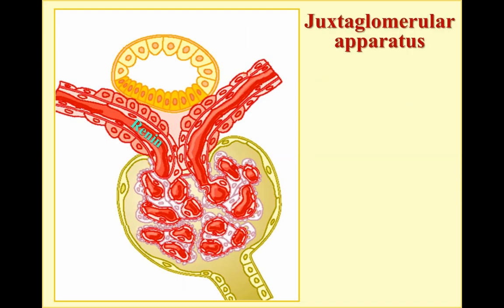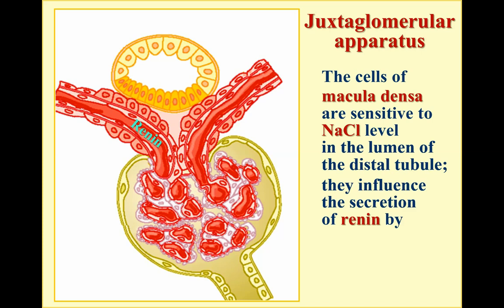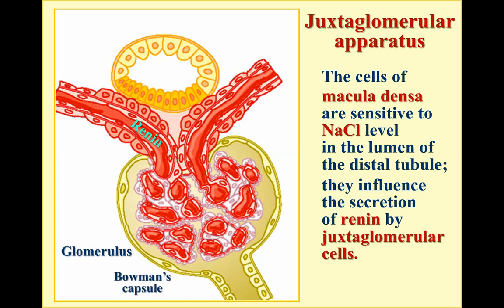Let's recall the juxtaglomerular apparatus structure in more detail. Cells of macula densa are sensitive to sodium and chlorine in the lumen of the distal tubule, and they influence the secretion of renin by juxtaglomerular cells. So this is a glomerulus, and it's surrounded by Bowman's capsule. It's the afferent arteriole which brings blood, supplies blood to glomerulus, and this is the efferent that produces outflow of blood from glomerulus. And there are numerous smooth muscle cells in walls of both arterioles.